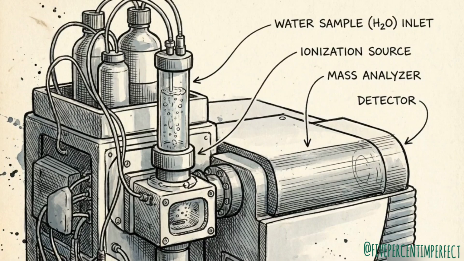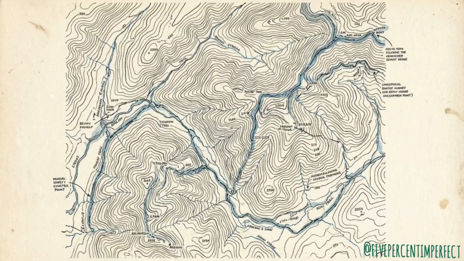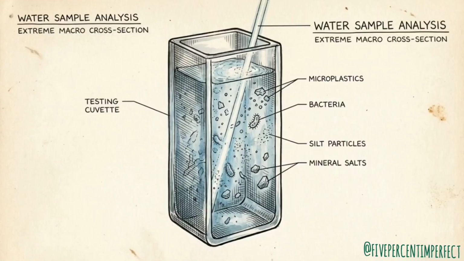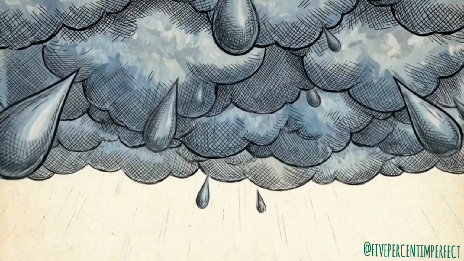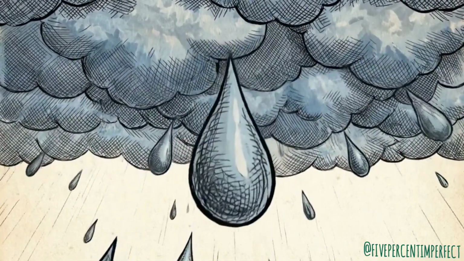Securing the city's future requires abandoning guesswork. Planners must forensically track the exact movement and age of every drop of water using isotope hydrology. The investigation begins by looking up.